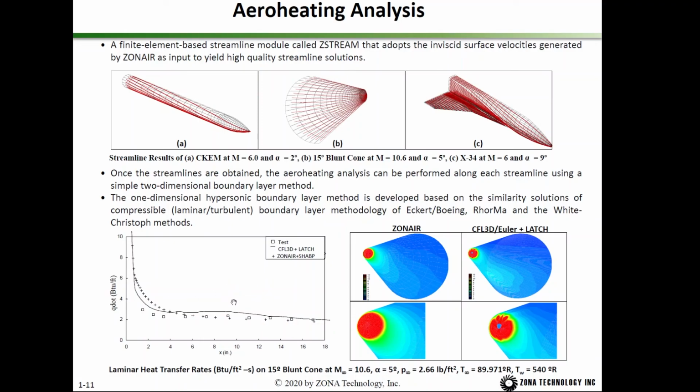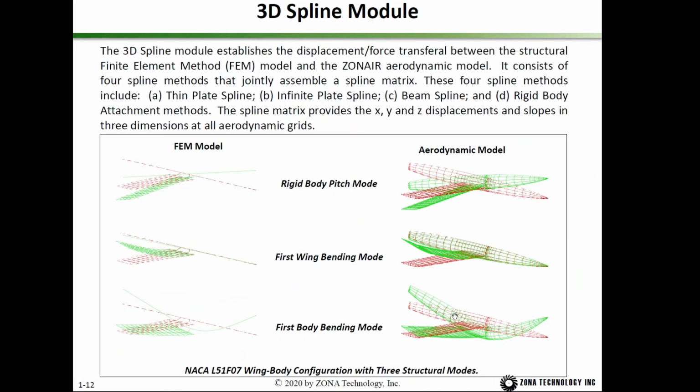So showing here is a 50-degree blunt cone configuration at Mach 10.6, angle of attack 5 degrees, and this is the heat flux. The wind tunnel test data is shown by the open square. The solid line is the CFL3D solution. The cross is the ZONAIR computed heat flux, and this is the CP contour between ZONAIR and CFL3D.